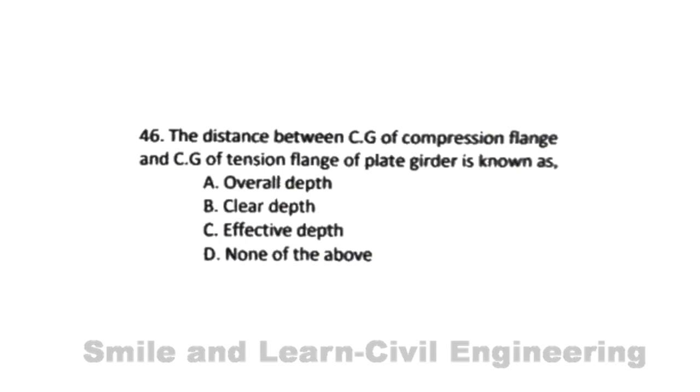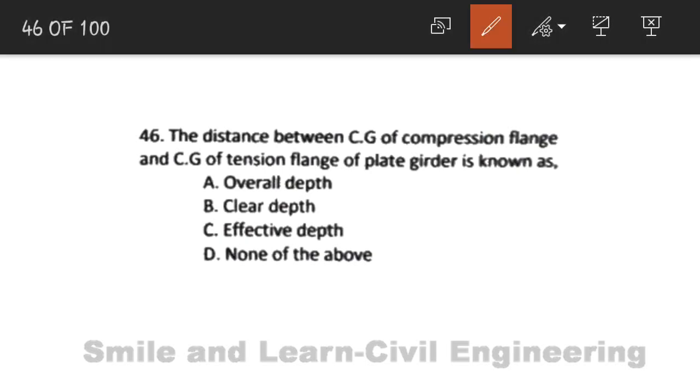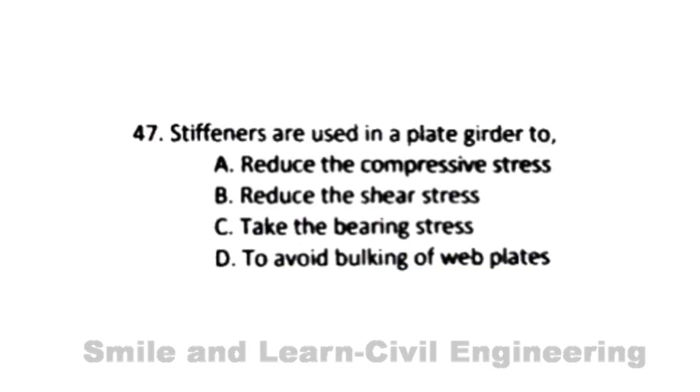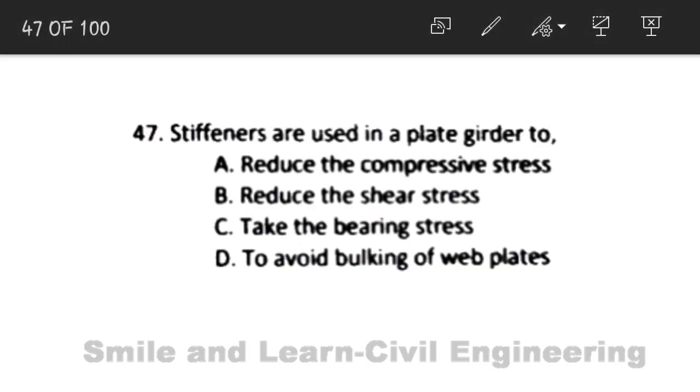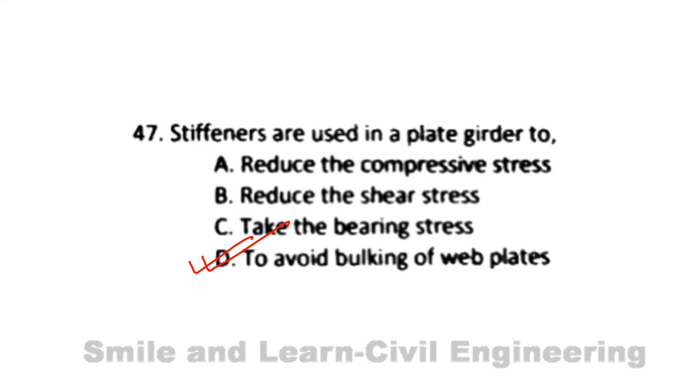Next question, the distance between CG of compression flange and CG of tension flange of plate girder. So this is nothing but effective depth. Option C will be the correct answer. Next question, stiffeners are used in plate girders. So why are stiffeners used? In order to avoid buckling of web plates. Option D is the correct answer.